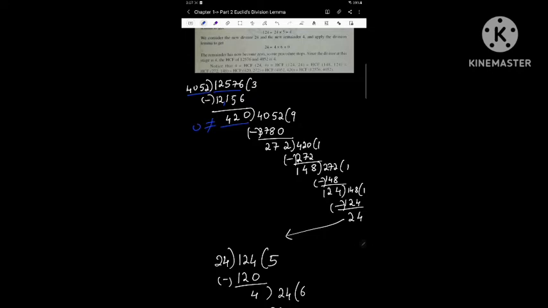We take this 4052 over here as a dividend, and then 420 into 9 is 3780. Then we continue the process, and again here we can see that the remainder is not equal to 0. So again we continue the process. Then we consider this 420 over here, and then we continue. 272 into 1 is 272, and the remainder here is 148, and again this is not equal to 0.